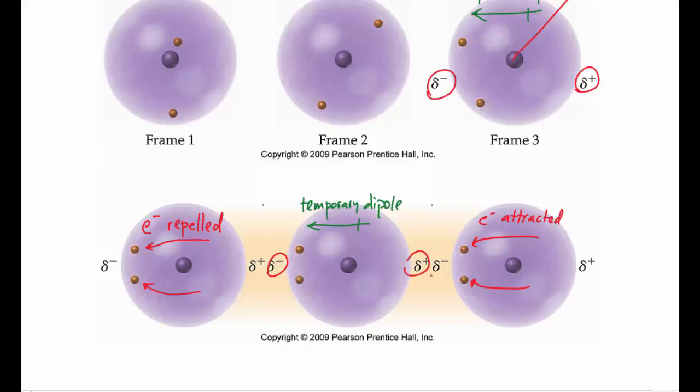And they're attracted to the partial plus side of that temporary dipole. Okay? So again, if we have an atom that just randomly has its electrons over on one side, the atoms or molecules nearby, their electrons will actually move in that similar direction to that original one. It's kind of interesting, okay?